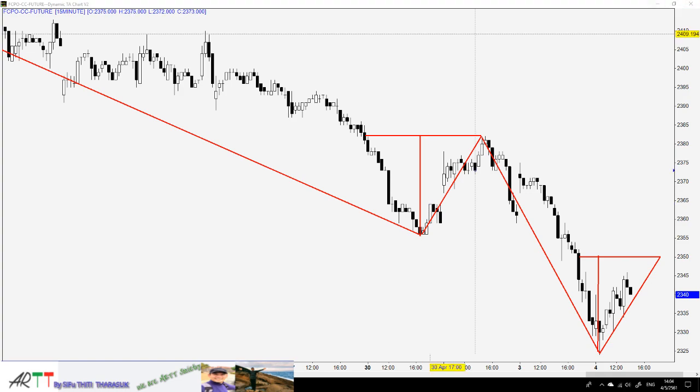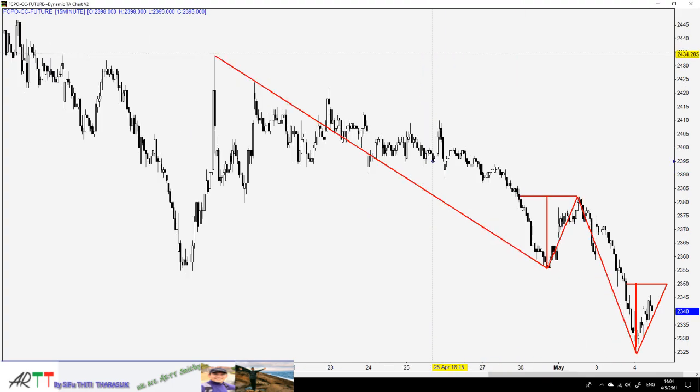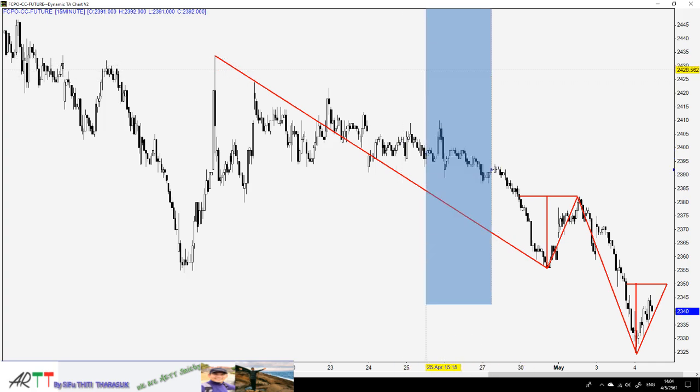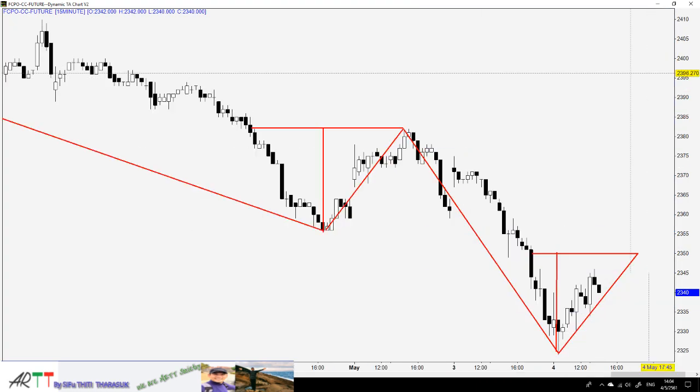I think now the market is right. FCPO is a good signal and a good case study. Now we are waiting for FCPO to move down, same as our scenario last night. Let me show you right now.